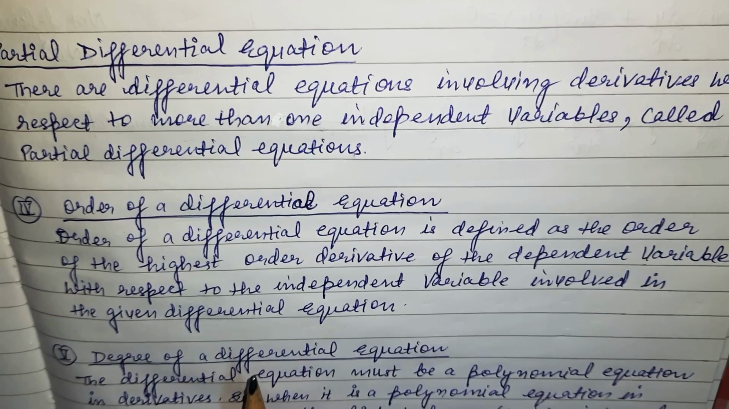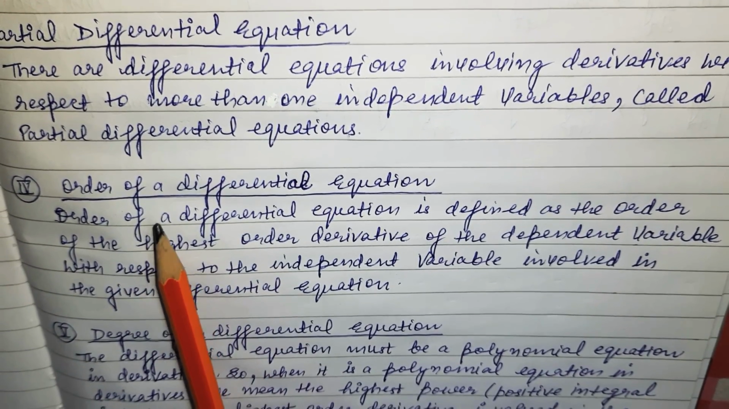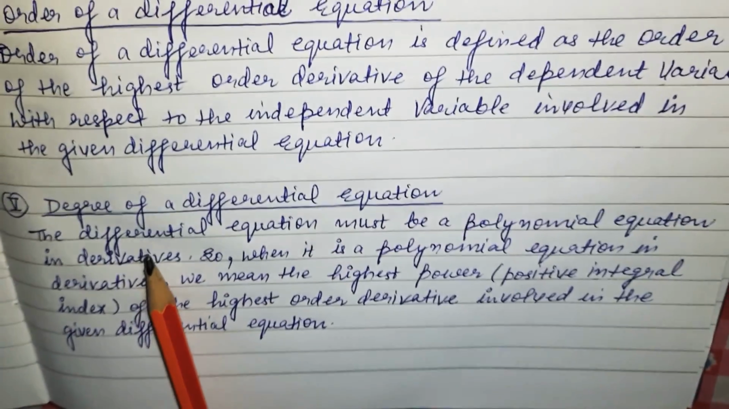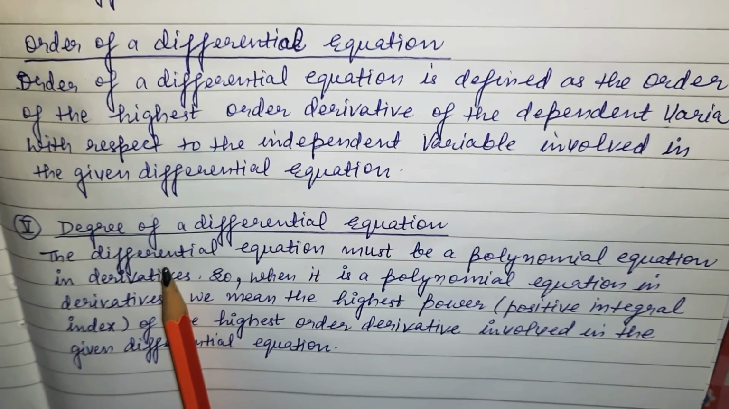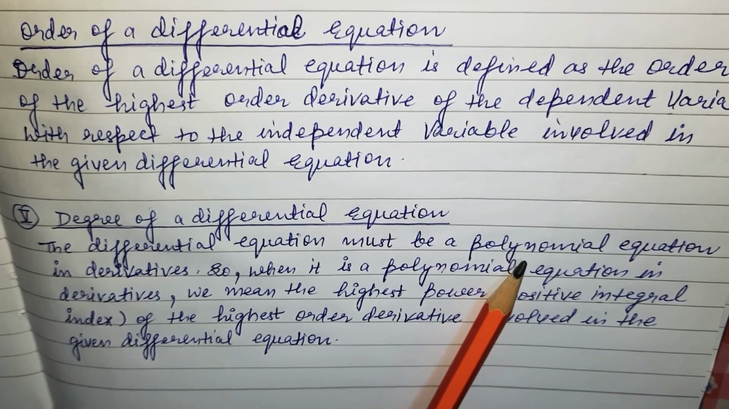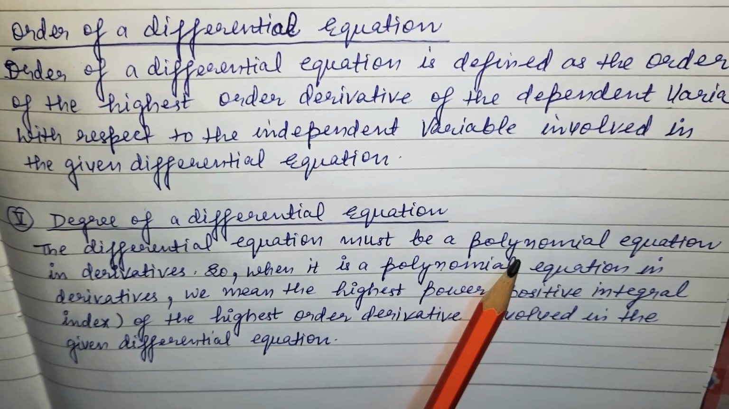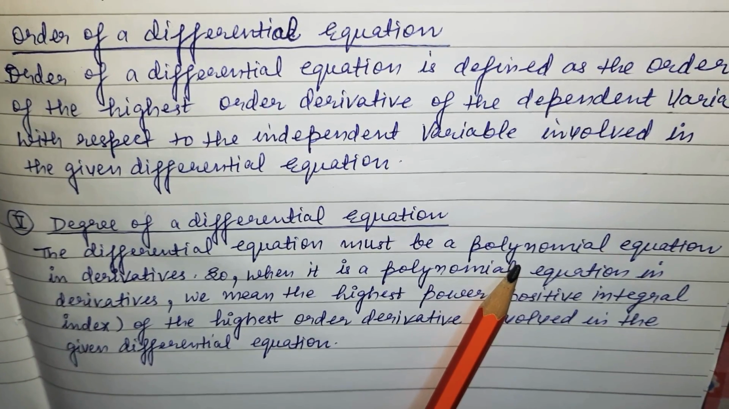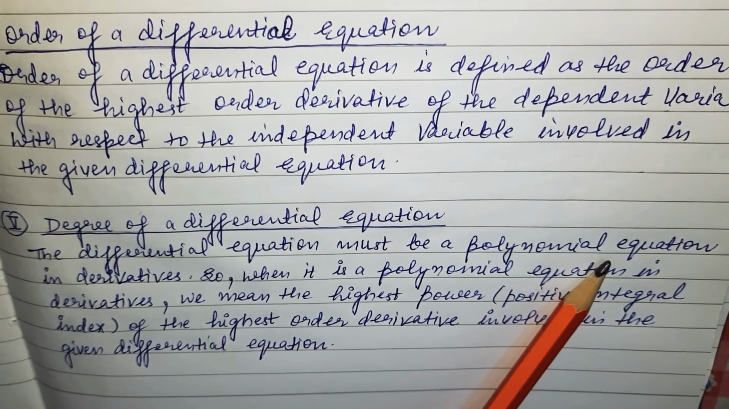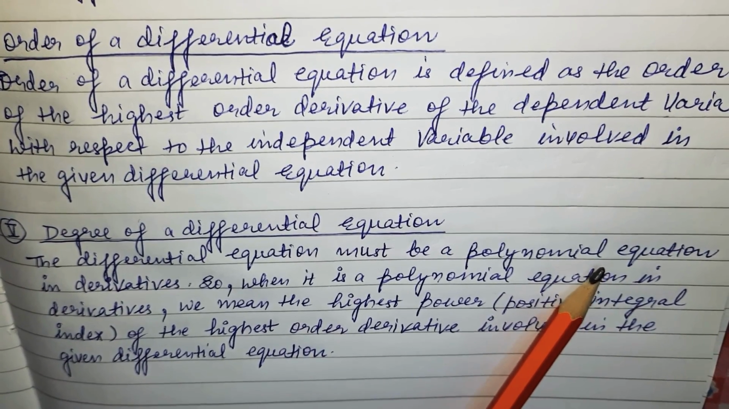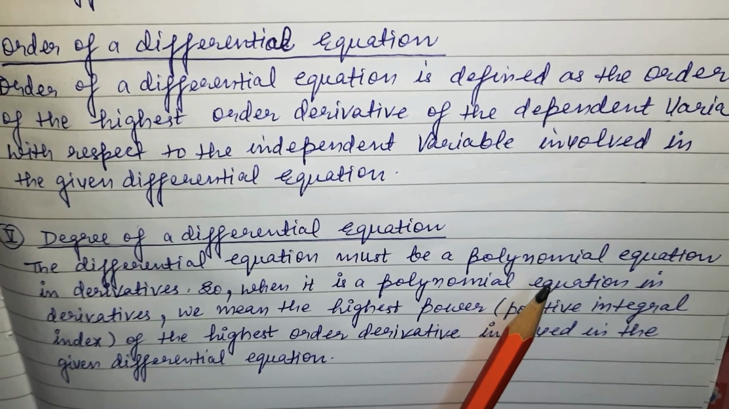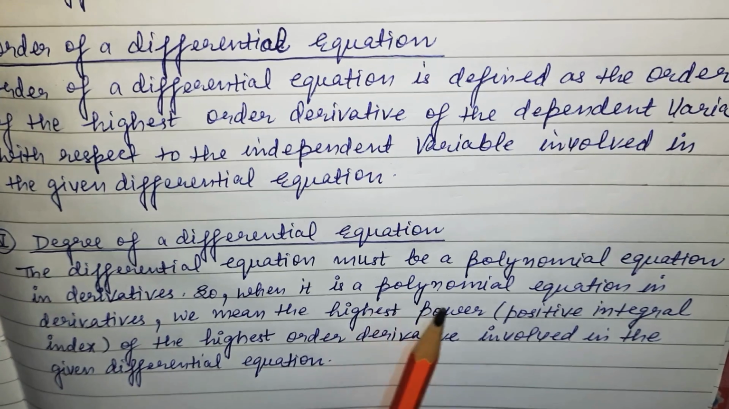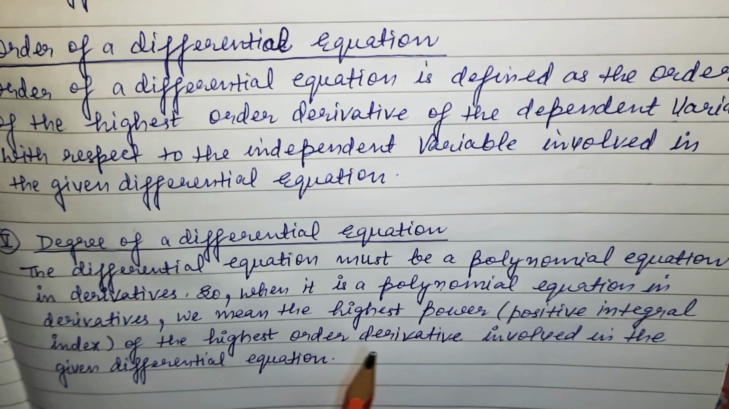Firstly, I will tell you what you mean by degree of a differential equation. Then I will give you examples for both, order as well as degree. For the degree of a differential equation, it must be a polynomial equation. So this is the first condition. Whenever you are checking the degree, it's very important that it should be a polynomial equation in derivatives. Then only you are able to calculate the degree. Otherwise, if this is not a polynomial equation, then the degree will be called not defined.